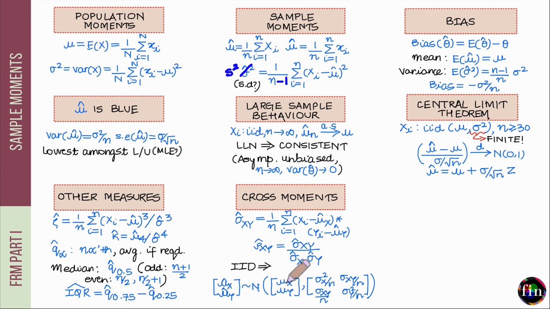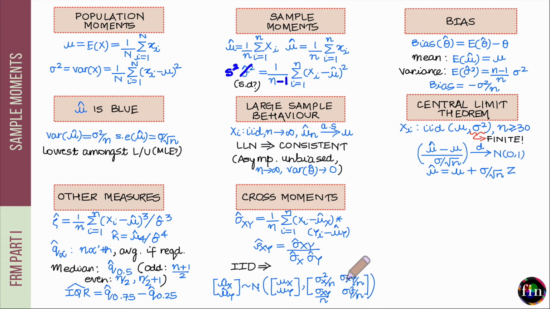All it means is that the mean value of this mu hat x is mu x, its variance is sigma x squared over n, and mu hat x can be assumed to follow the normal distribution. The mean value of mu hat y is mu y. Its variance is sigma y squared over n. Individually, I can assume this one also to follow the normal distribution. The covariance between these two is given by sigma xy, the covariance between x and y, divided by n.